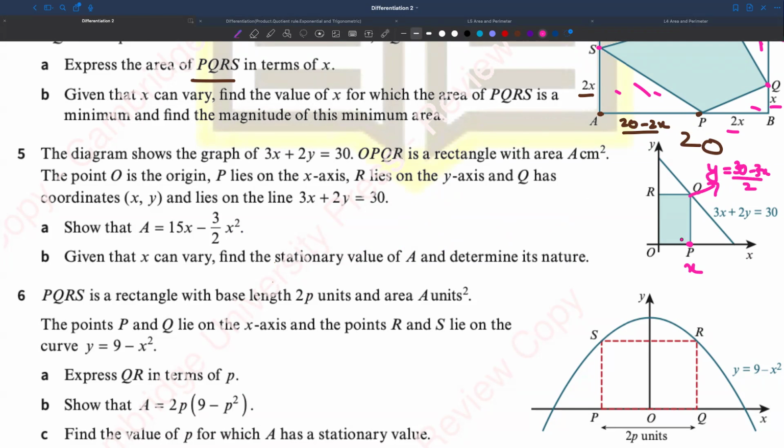How do you find the area? Length multiplied by width, or we can just say x coordinate multiplied by y coordinate, right? So x coordinate multiplied by the y coordinate in terms of x is this. To multiply, this will become 30x minus 3x squared upon 2. And you can write upon 2 individually like this. This will become 15x minus 3 upon 2 x squared. That's it.